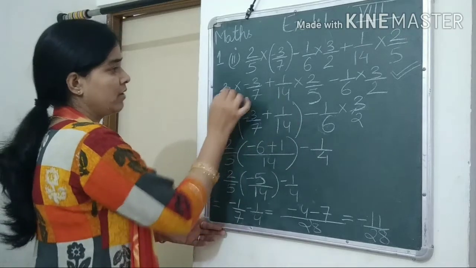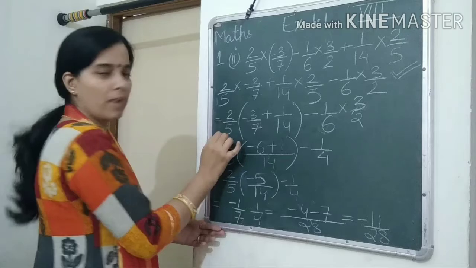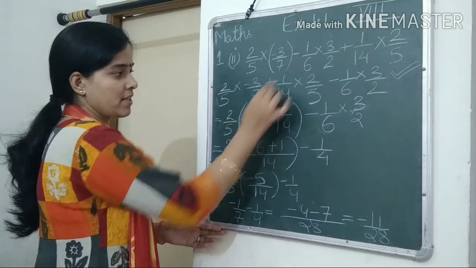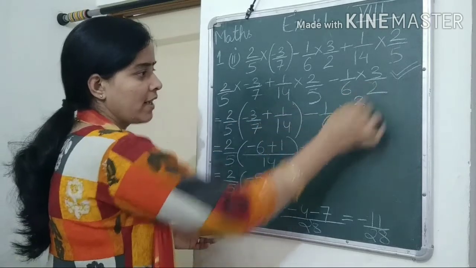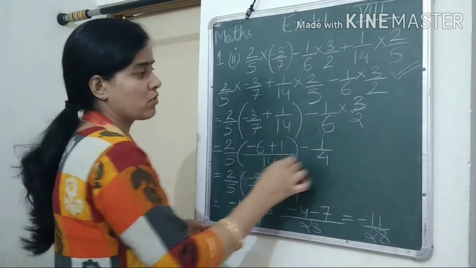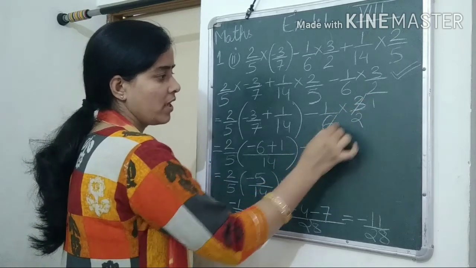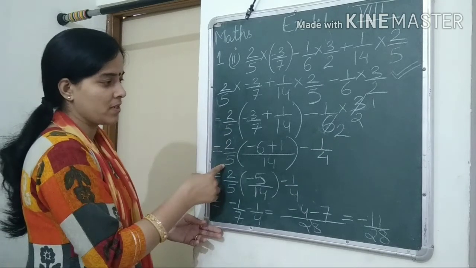Now what will happen? From these two sets of numbers you can take 2 by 5 as common and inside there will be minus 3 by 7 plus 1 by 14. You can close the bracket and write the other numbers outside. Now you can easily see we can cancel it out. 3 1s are 3 and 3 2s are 6. Now this way 2 by 5 is here.